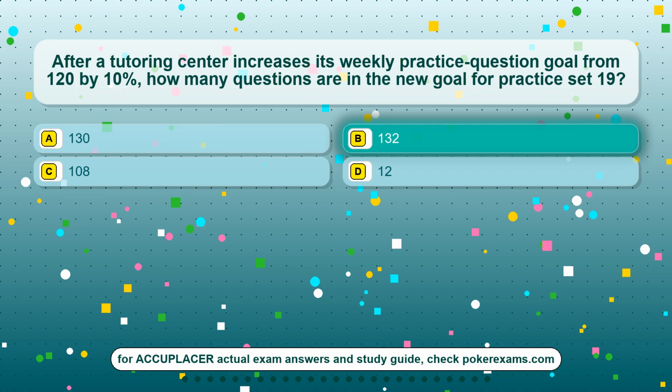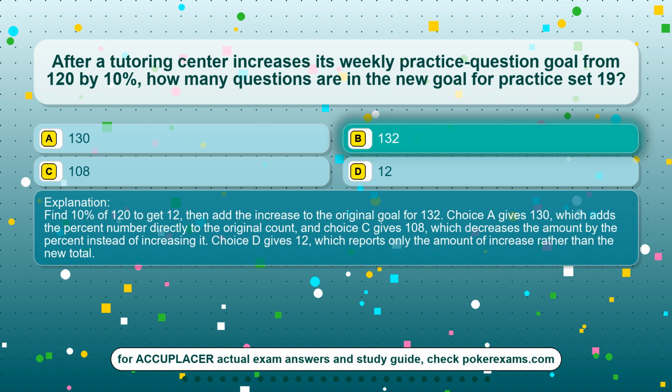The correct answer is option B, 132. Find 10% of 120 to get 12, then add the increase to the original goal for 132. Choice A gives 130, which adds the percent number directly to the original count, and choice C gives 108, which decreases the amount by the percent instead of increasing it. Choice D gives 12, which reports only the amount of increase rather than the new total.